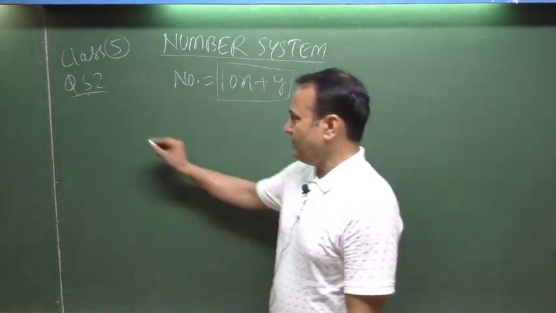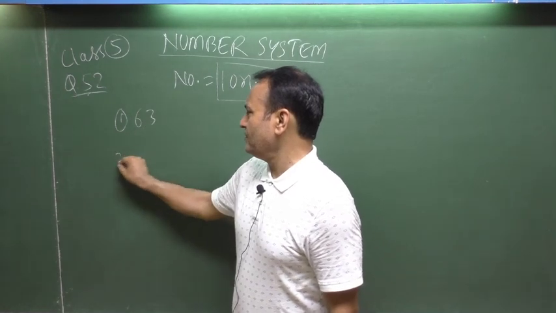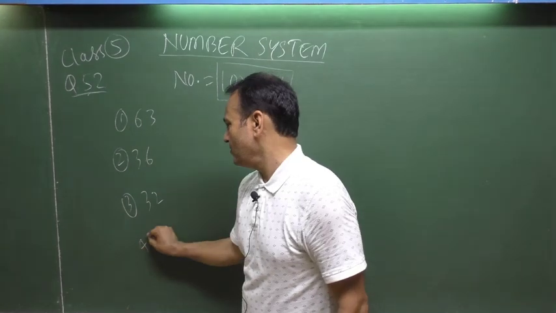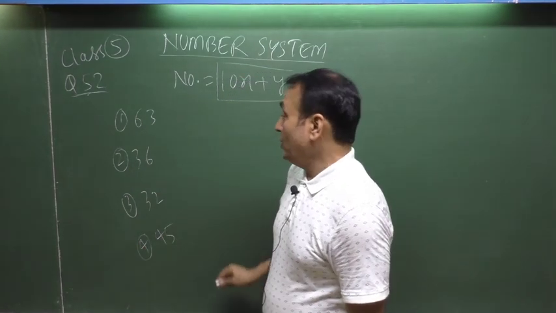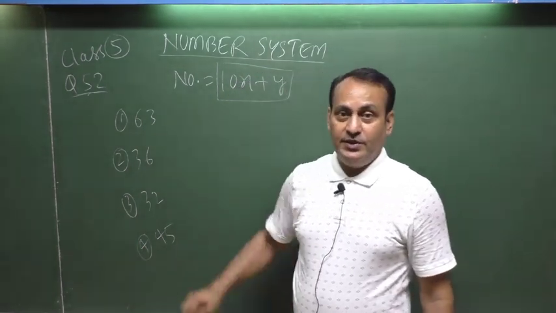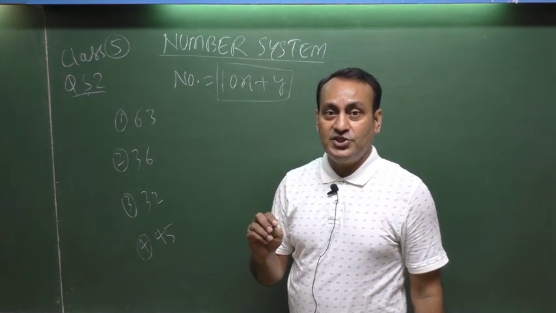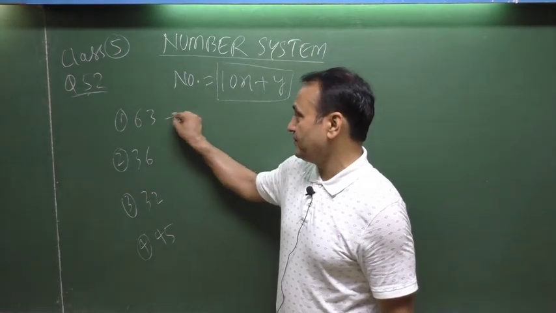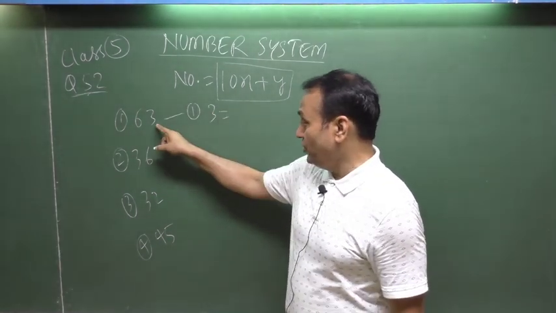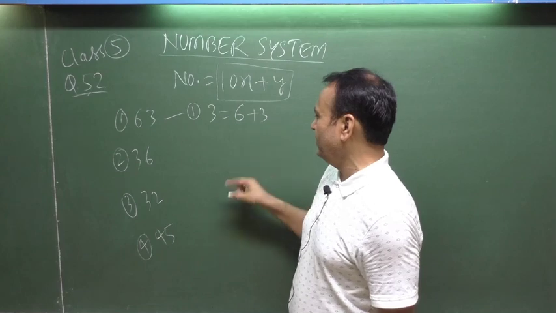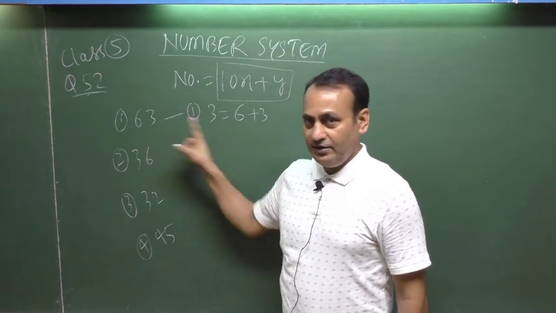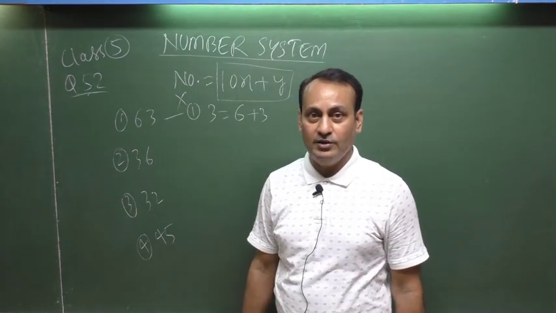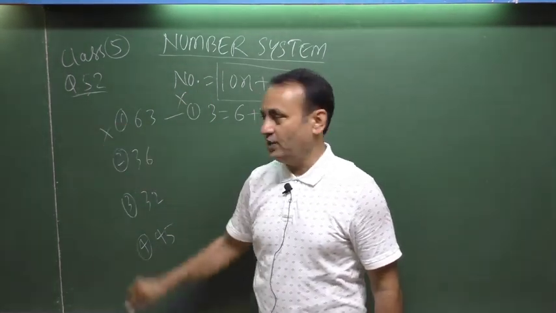Suppose options are 63, 36, 32, 45. Firstly, question says in a 2-digit number unit is 3 more than 10. See here. Unit is 3 more than 10. That means this is perfectly wrong. That's why this answer can't be.